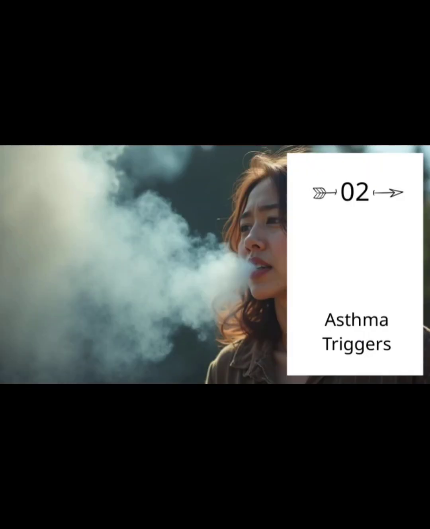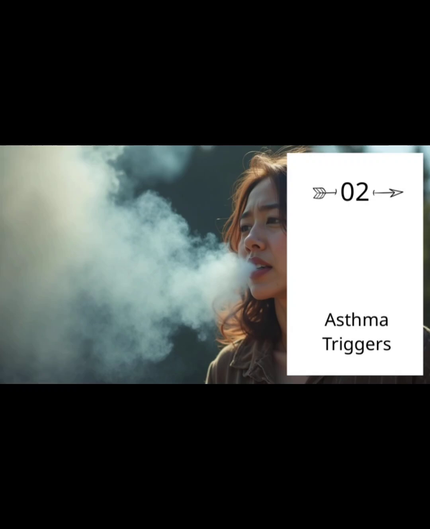Let's talk about asthma triggers. These are factors that can cause or worsen asthma symptoms. Understanding what triggers asthma is crucial because it helps us manage and avoid situations that could lead to an asthma attack. Common triggers include things like allergens such as pollen, dust mites, mold, and pet dander.